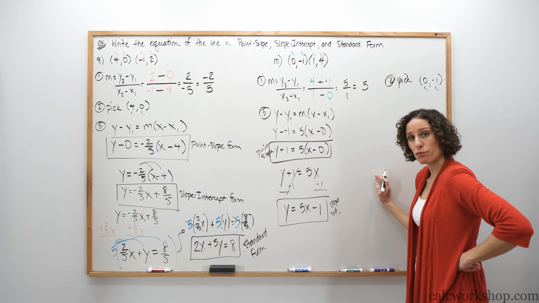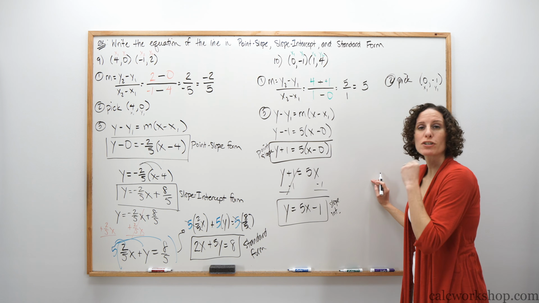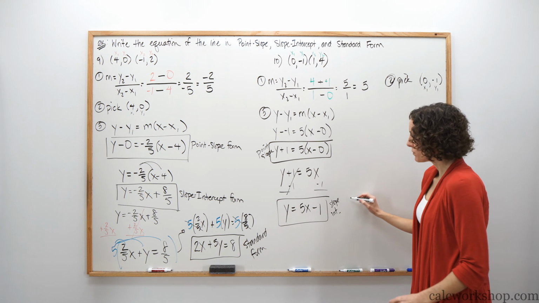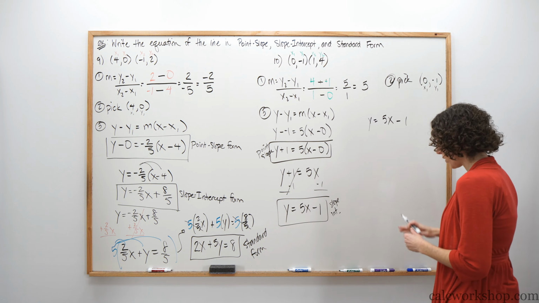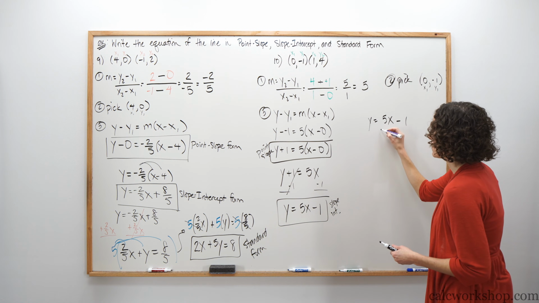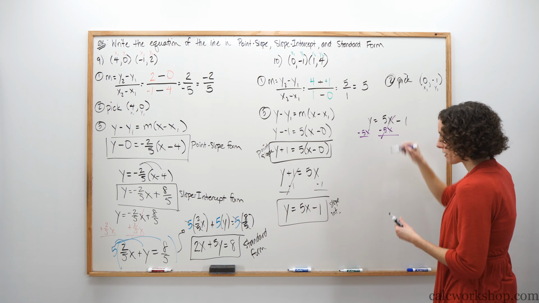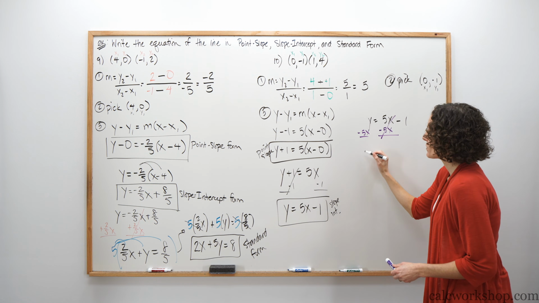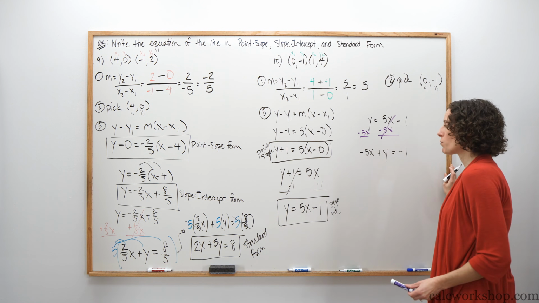So now we need standard form. What does that mean? We have x and y on the same side, no fractions, and x has to be positive. So the first thing we're going to do is I'm just going to put it up here. So y equals 5x minus 1. We need to get x and y on the same side. So let's go ahead and subtract 5x and get it on the side we need it. 5x and negative 5x do indeed wipe out because they're inverse operations. And we would say negative 5x plus y equals negative 1.